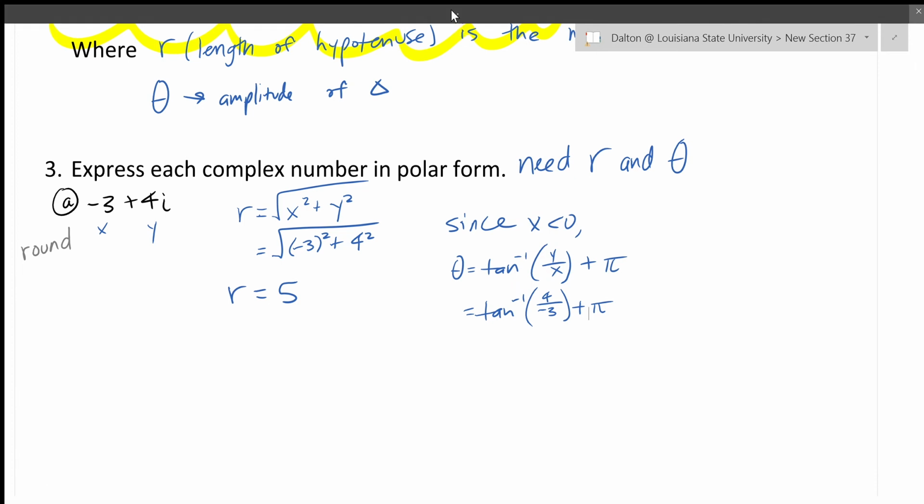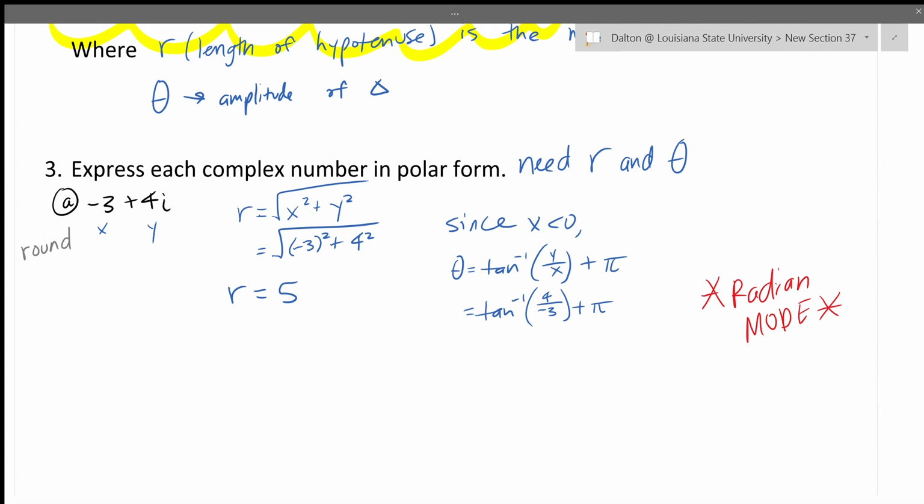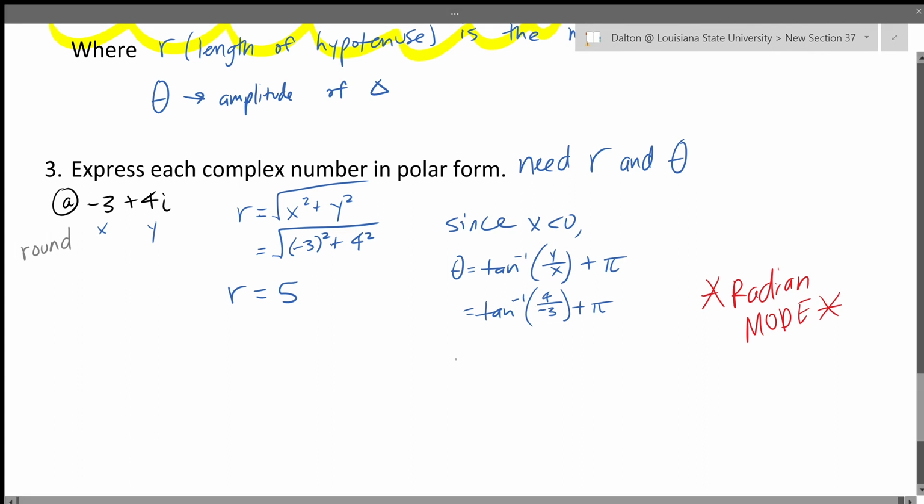You've got to be sure that your calculator is in radian mode. Most of this chapter, unless you're given a problem that explicitly has degrees in it, our default mode needs to be radian. So you got to make sure you're in radian mode before you type that in your calculator. So when you do that, you're going to get that theta is approximately 2.21.